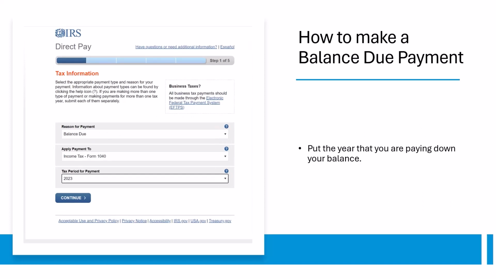If you have a balance due for like 2023 when you file it, you can do the same thing again. There's no change for where it's applied to. The only thing that you are changing is the reason for payment and the tax period for payment. So pretty much you're doing a balance due. And remember, this is due by April 15th if you owe anything. So if there's anything that you can pay, even if you're not able to pay it all, I would suggest making some payment so this lowers any kinds of penalties or interest.